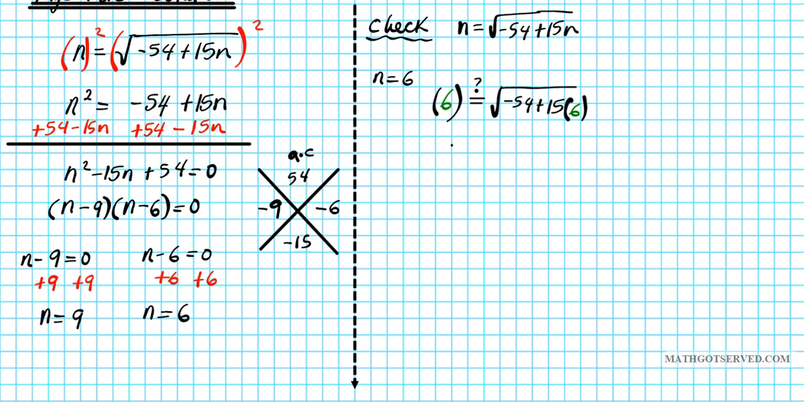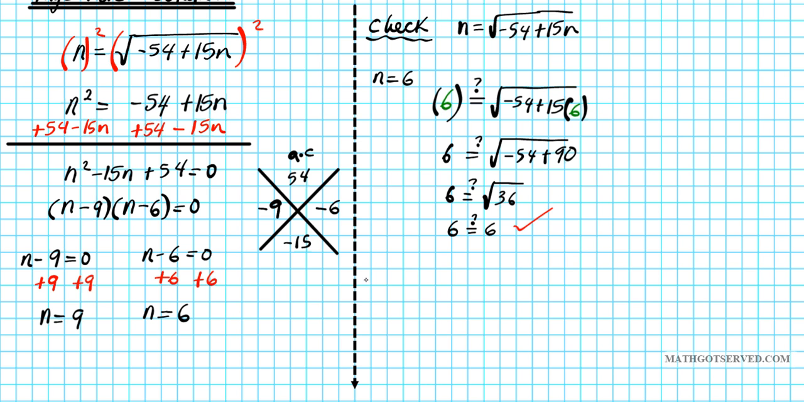All right, the left side is automatically 6. So is that equal to the square root of negative 54 plus 15 times 6? 15 times 6 is 90. So is 6 equal to the square root of 90 minus 54, which is 36? Is 6 equal to the square root of 36, which is 6? Is 6 equal to 6? Absolutely, which means that this is a solution, n equals 6.